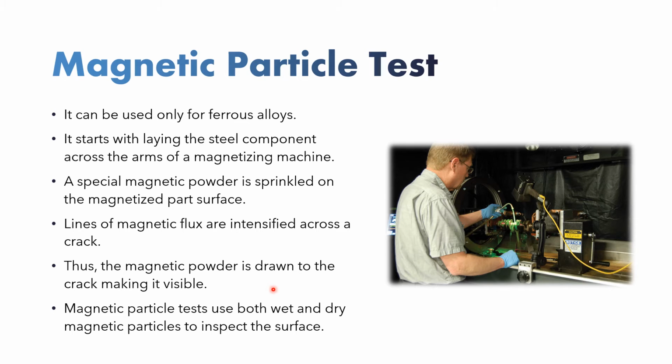So we're using the magnetic attraction in this particle test, particle being the powder we're sprinkling on the magnetized part surface to find any kind of crack in that surface. The magnetic particle test is used with wet and dry magnetic particles, and we can inspect the surface. In automobiles we use this test because we want our cars or bodies to be very, very flawless.